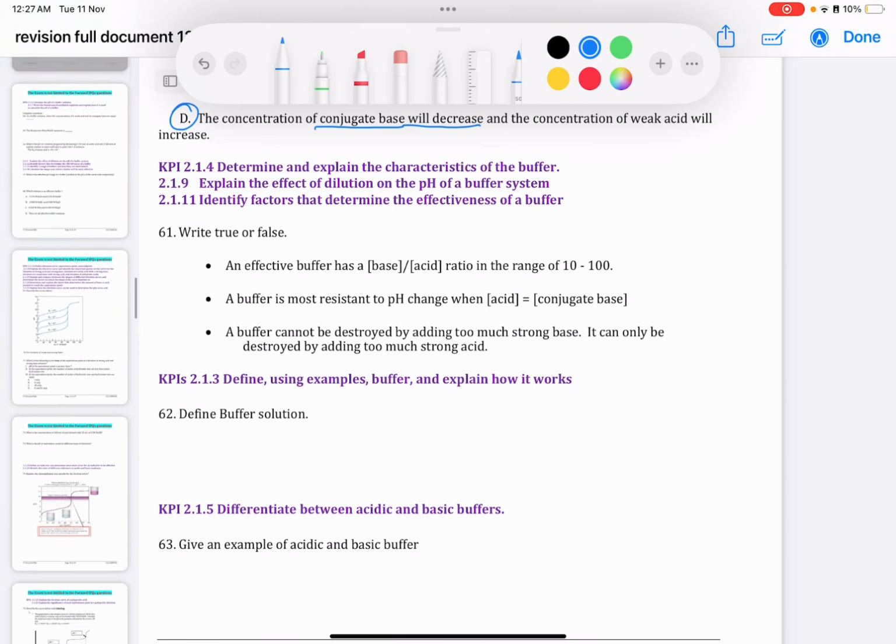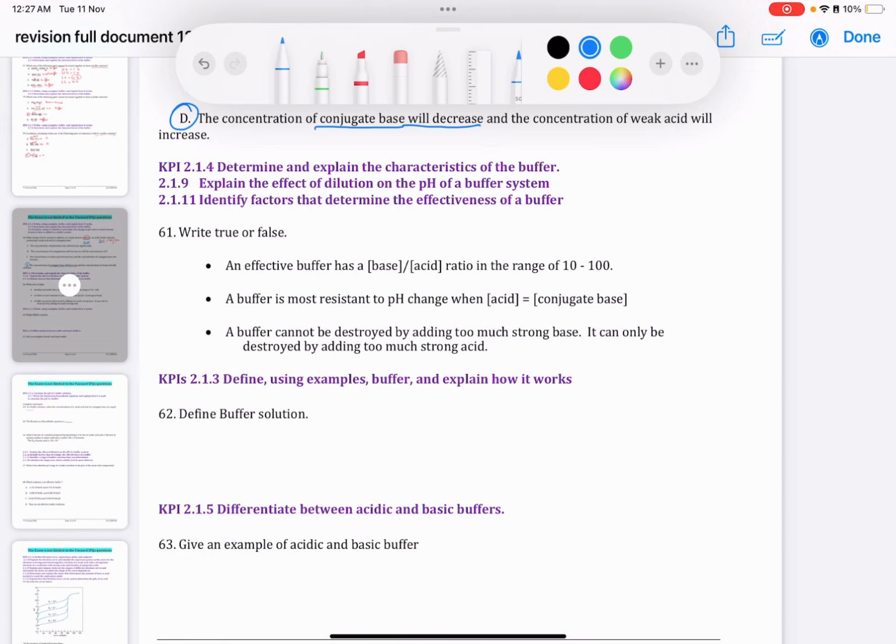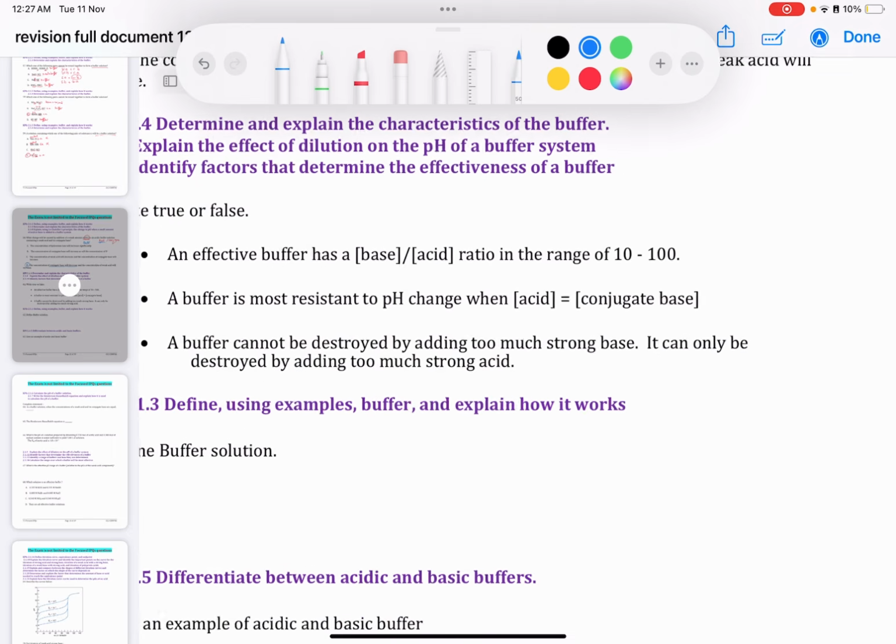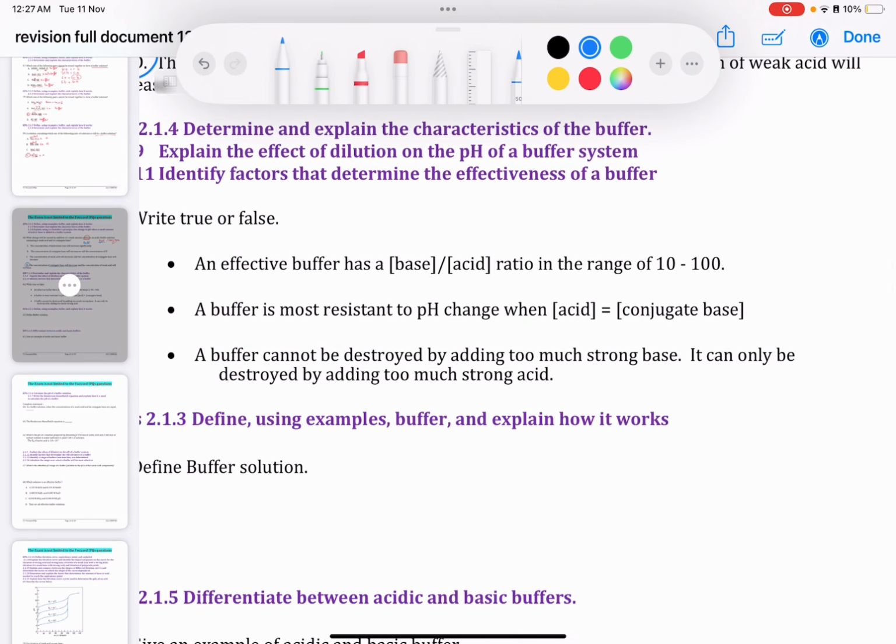True or false? We're almost done. So, true or false? An effective buffer has a ratio base over acid in the range of 1 to 10, not 10 to 100. So that is false. A buffer is most resistant to pH when the acid and the conjugate base are equal. That's the most effective point of a buffer. It's at its maximum capacity.